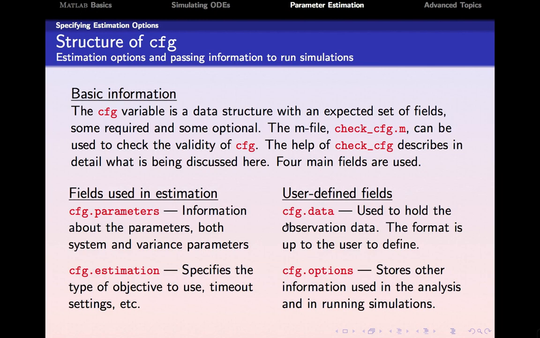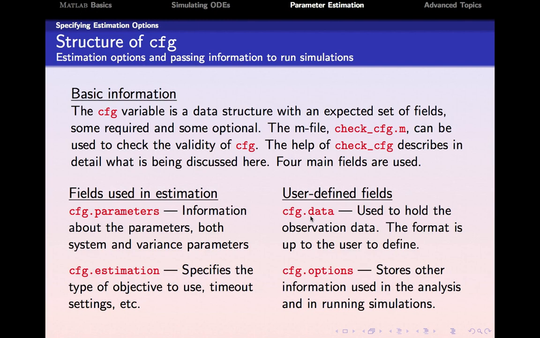Next we have user-defined fields. You can create your own data field if you want. So you can have a cfg.data field, and what I normally do is I put all of my observation data into this field. I put information about times, different measurements, units, I put everything in this cfg.data field.